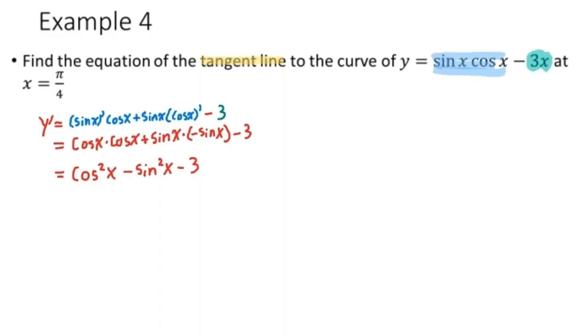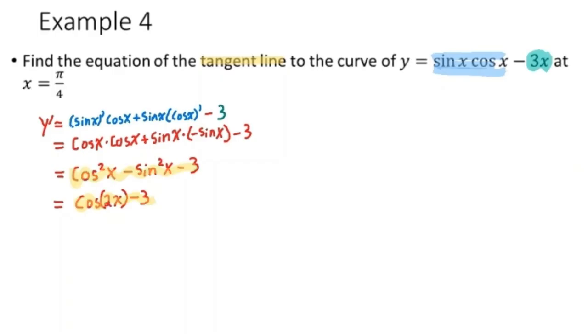If you are really familiar with your trigonometric identities from pre-calculus, you could go a step farther simplifying and obtain that cosine squared x minus sine squared x was part of the double angle formula for cosine. In other words, cosine squared x minus sine squared x was cosine 2x. However, it doesn't matter whether you simplify it completely or not. Either version of these two derivatives will help you find the slope of our tangent line.